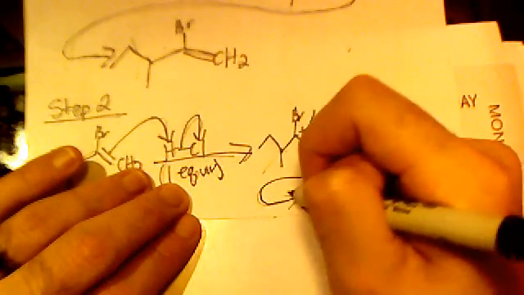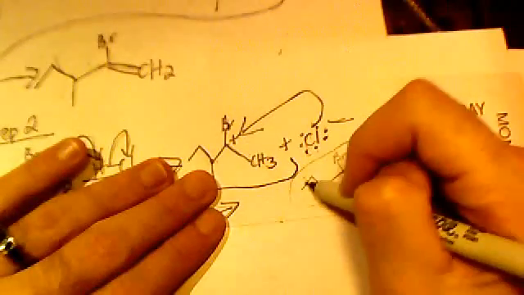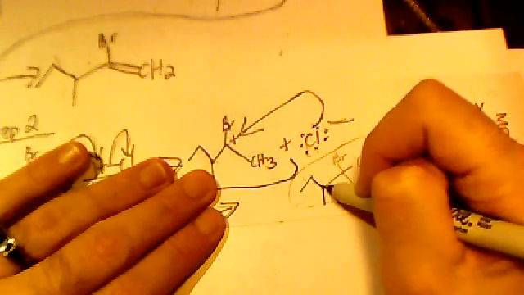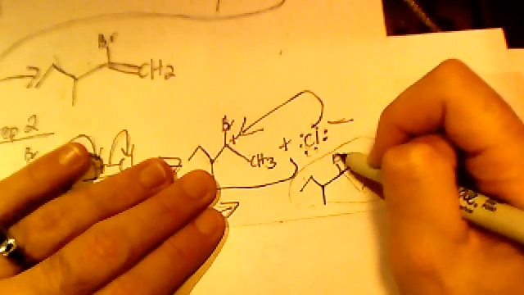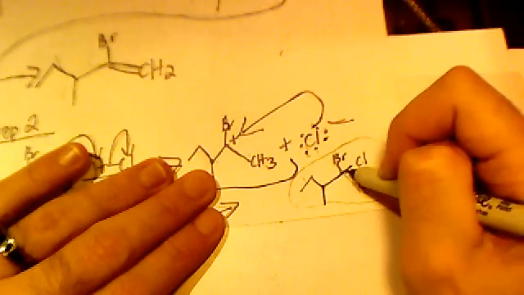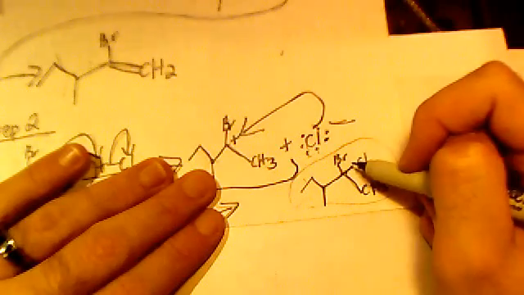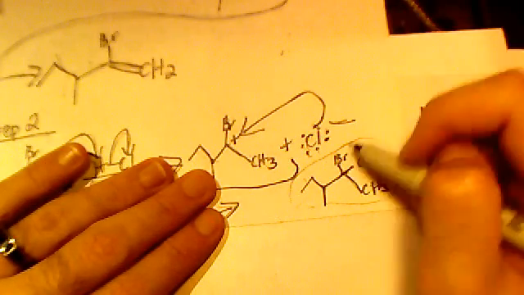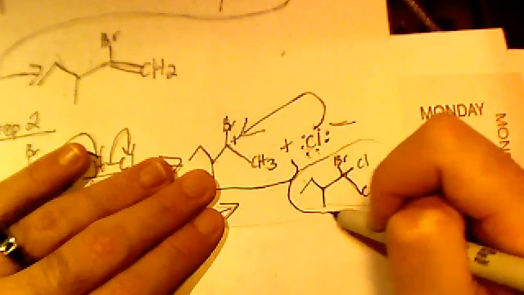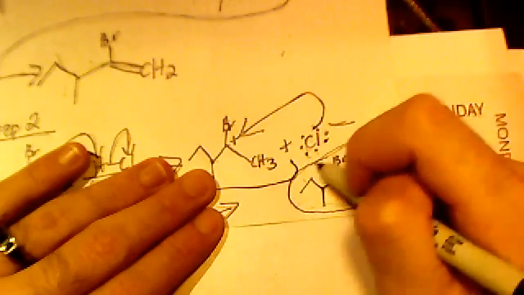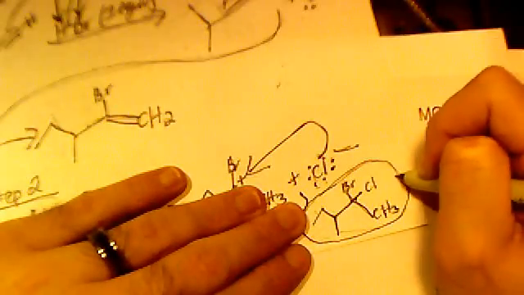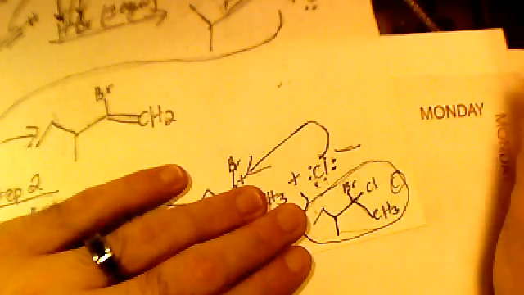And from that addition we get our final molecule, which is a geminal dihalide. Geminal, it's on the same carbon. And that corresponds to letter C on the practice exam.